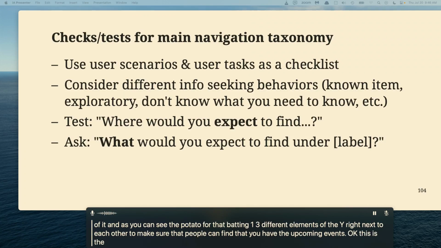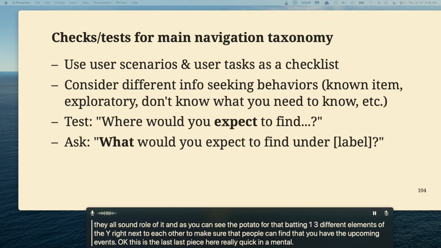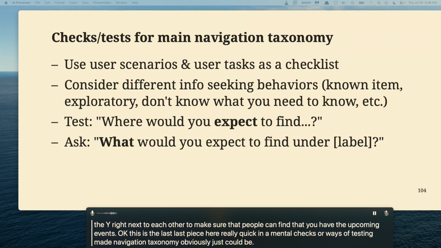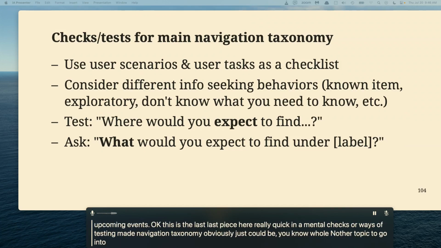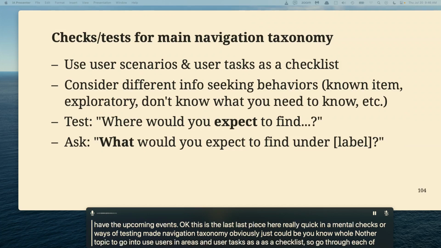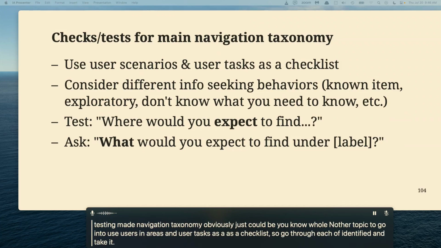Okay, this is the last piece here. Just really briefly, some quick mental checks or ways of testing main navigation taxonomy. Obviously, this could be a whole other topic to go into. Use user scenarios and user tasks as a checklist. So go through each of the ones that you've identified and think about how that plays out in the navigation.